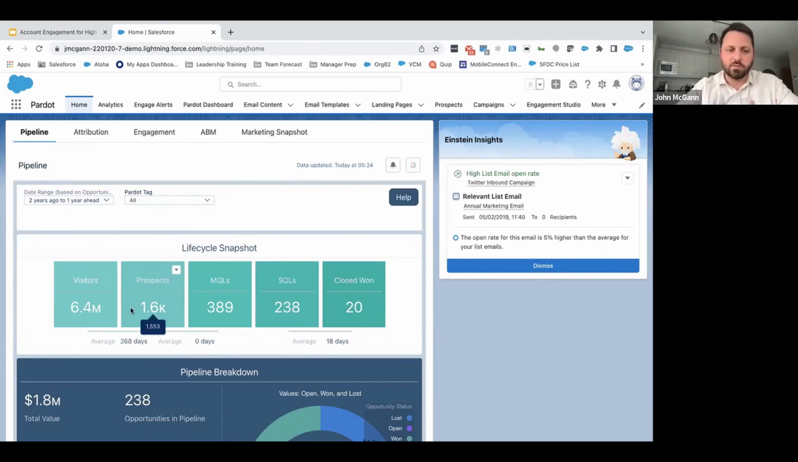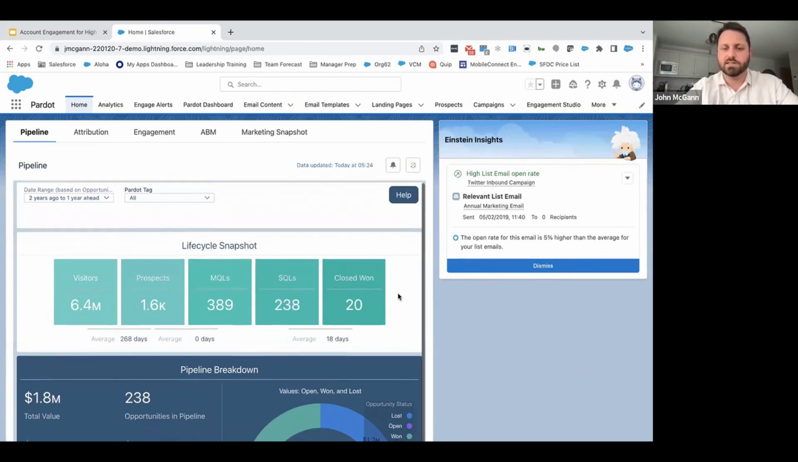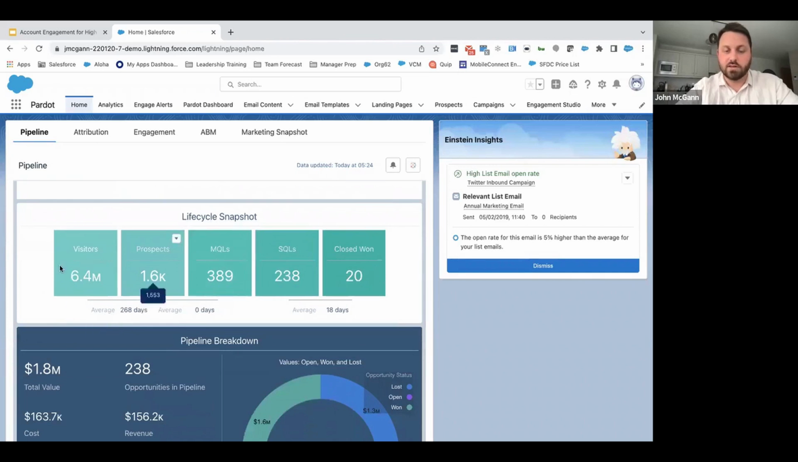This, again, from a leader's point of view, I'm starting to get an idea of what my conversion rates are looking like at these different stages of the funnel. But I also have a timeline down here. So how long is it taking us on average to move these deals from top of the funnel all the way through to close business?